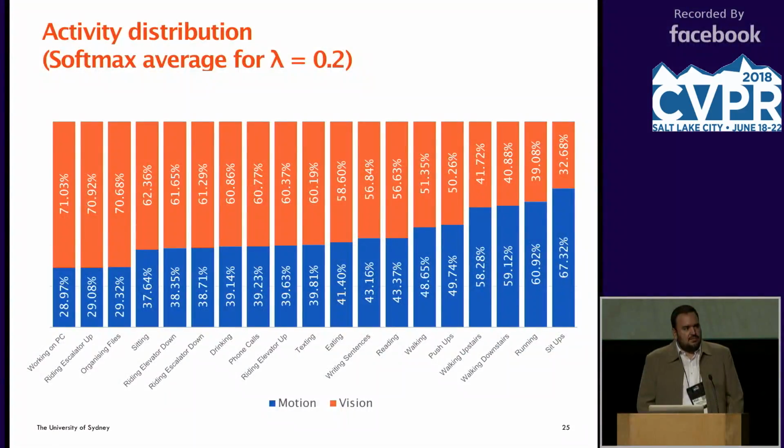We need to understand if the policy is actually learning the context that we wanted it to learn. Here, we sample the last softmax layer from the policy with lambda equals 0.2. On the extreme left, for more stationary activities, we have vision actions taking over motion actions. And if we look at the extreme right, we see the opposite. Motion actions are taking over vision actions because those activities probably have very high motion movement.